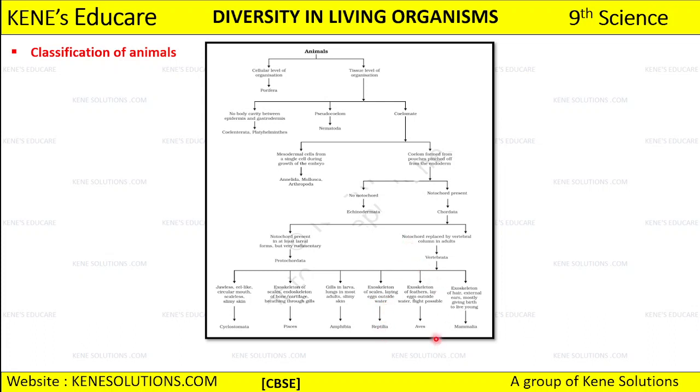Then we have Aves, where the organism has an exoskeleton made up of feathers. They lay their eggs outside the water, and flight is possible. So all such animals come under Aves. And the last class that we have under Vertebrata, that is the sixth class, is Mammalia, where we also belong. Our exoskeleton is made up of hair, right? So that is the reason we are mammals.